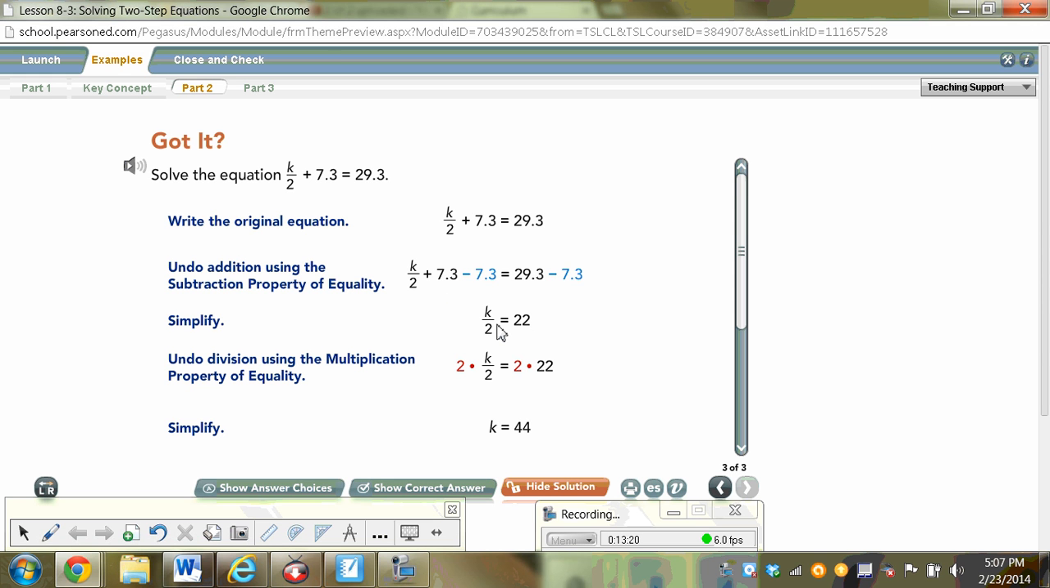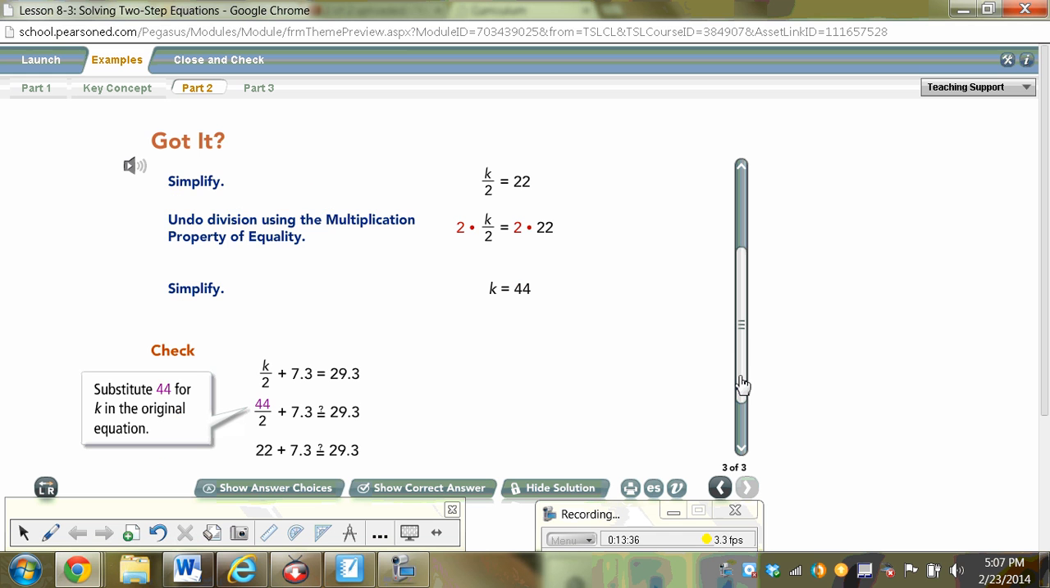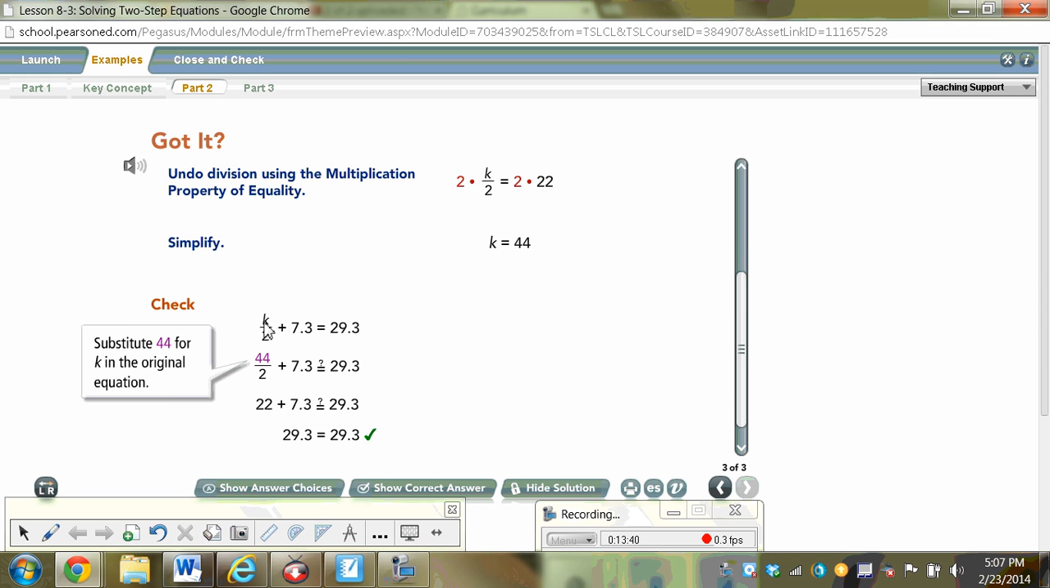Oh, you guys, I hope you were yelling at me. I didn't check it. I didn't get my points. So now wherever I see k, I've got to plug 44 in. 44 divided by 2 is going to give me 22. Now that I've done that, 22 plus 7.3 does in fact give me 29.3, and that does check. Excellent.